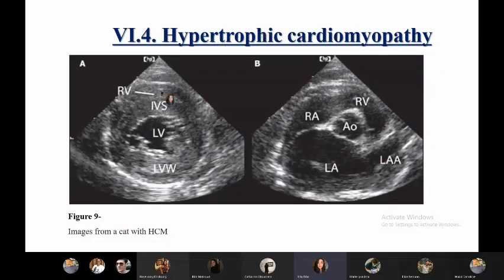So on 2D images, we will see the very thickened walls right here, and a very small lumen. And at the level of the left atrium, we will see the 2-to-1 ratio that was discussed earlier, which indicates heart failure. So the left atrium is 2 times bigger than the aorta. This is caused by the volume overload.